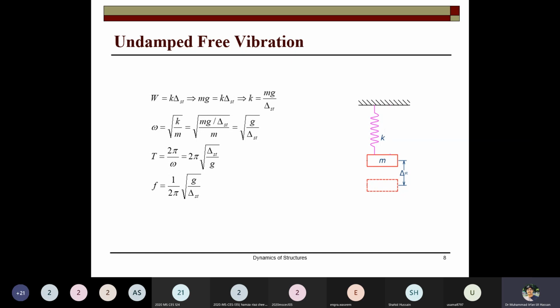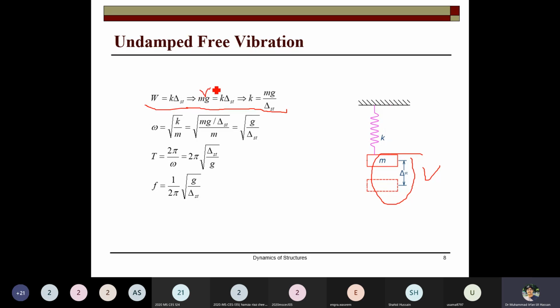Now, another free vibration response is indeed very helpful to determine the time period and frequency of the system. And how can you determine the value of the time period and frequency when the spring mass system is hanging and initially displaced equal to delta st? So when any initial displacement is given equal to delta st, you can see that W is equal to K into delta st.